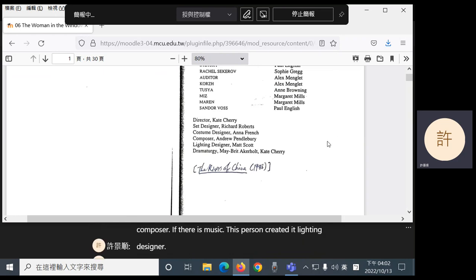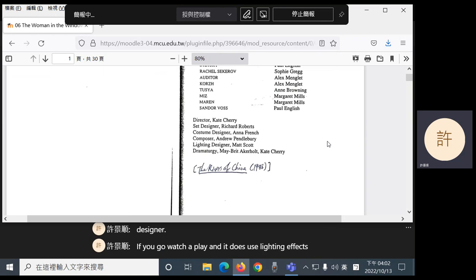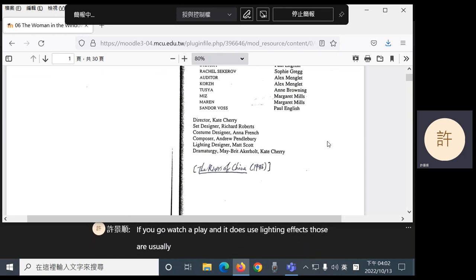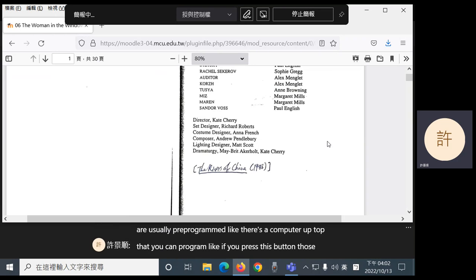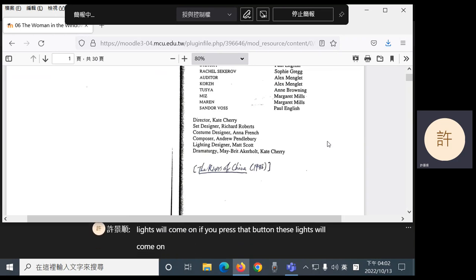If you go watch a play and it does use lighting effects, those are usually pre-programmed. Like there's a computer up top that you can program. Like if you press this button, those lights will come on. If you press that button, these lights will come on. Because usually it's a lot of lights at the same time and one person cannot do everything. So the lighting designer designs the lighting program and initiates the program during the performance.